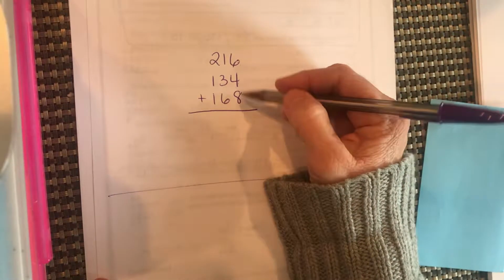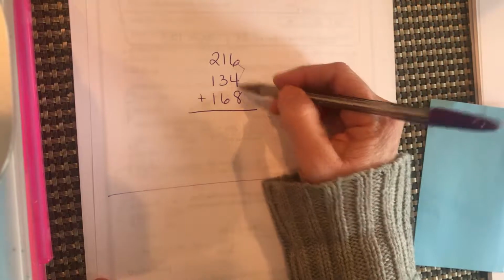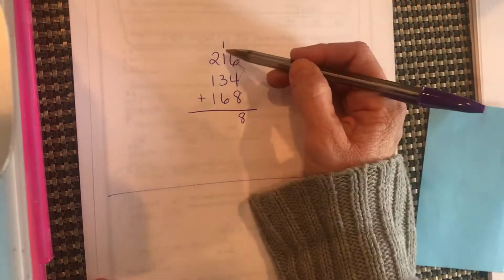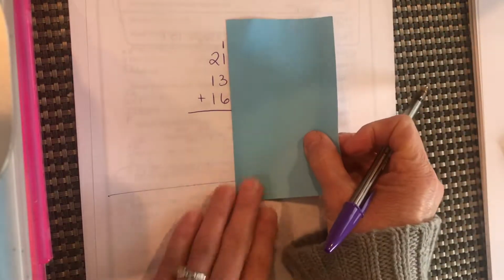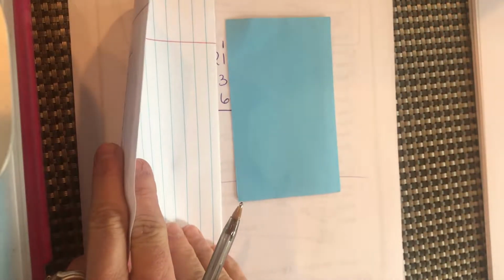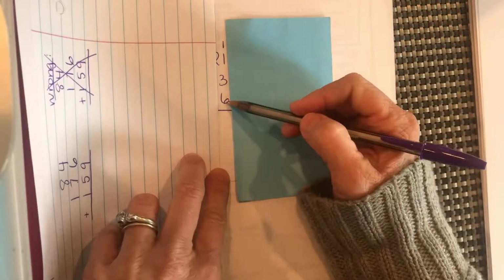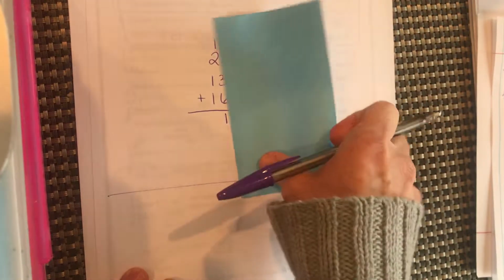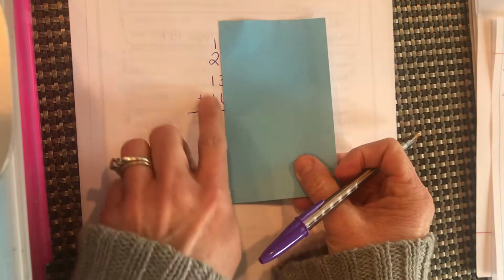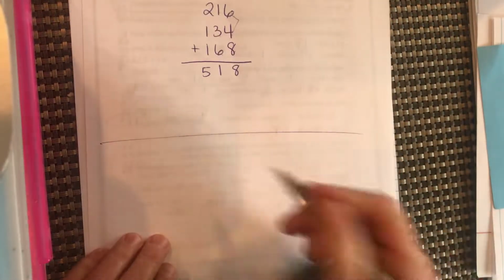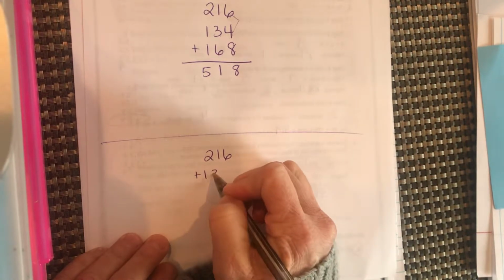Okay, so when we're looking at these numbers, I always try to make a group of 10. 6 plus 4 is 10, plus 8 is 18. 18 is 1 ten and 8 ones. Okay, then we have to add just these 3 numbers right here. 6 plus 3 is 9, plus 1 is 10, plus 1 more is 11. Okay, 11 is 1 hundred and 1 ten. And then we have our hundreds column. 1, 2, 3, 4, 5. So 518.